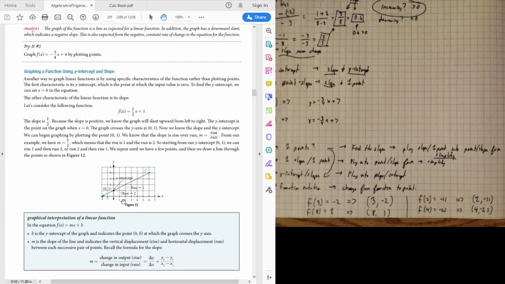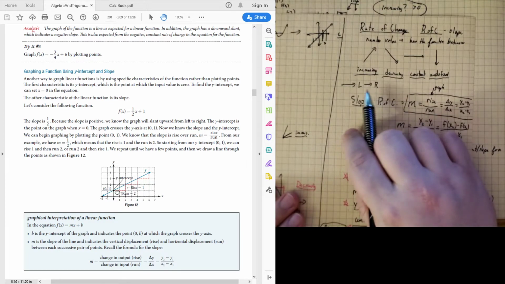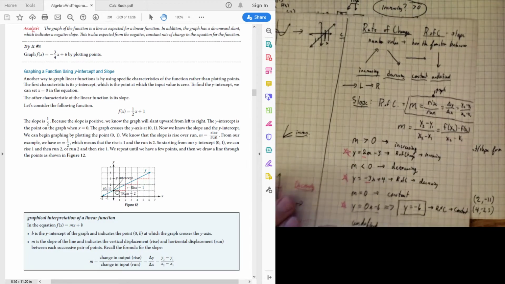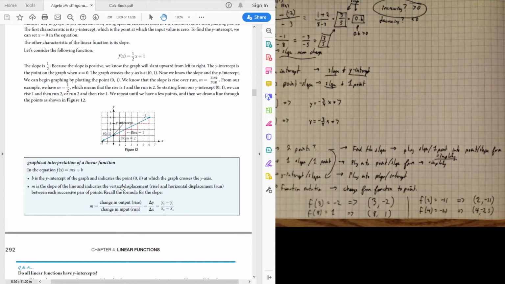Notice to the right is not an option. It must always be to the right. Remember, left to right. We always go left to right. So, rise over run tells you we rise up or down as we go to the right.